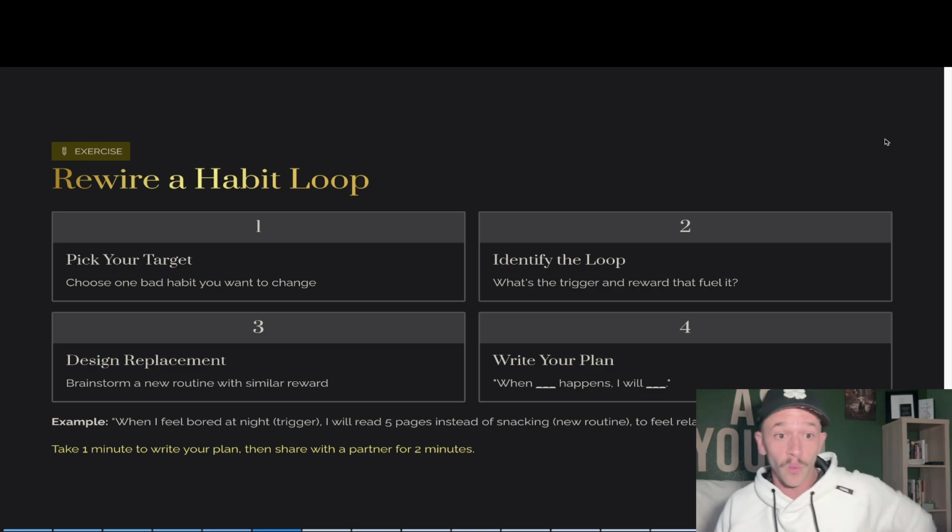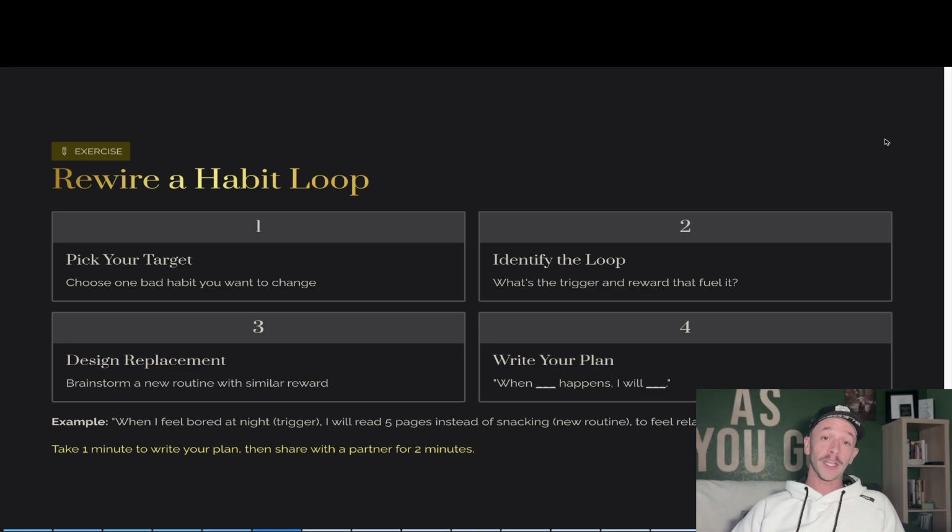Exercise: rewire a habit loop. 1. Pick your target. Choose one bad habit you want to change. 2. Identify the loop. What's the trigger and reward that fuel it? 3. Design a replacement. Brainstorm a new routine with similar reward. And 4. Write your plan: when blank happens, I will blank.